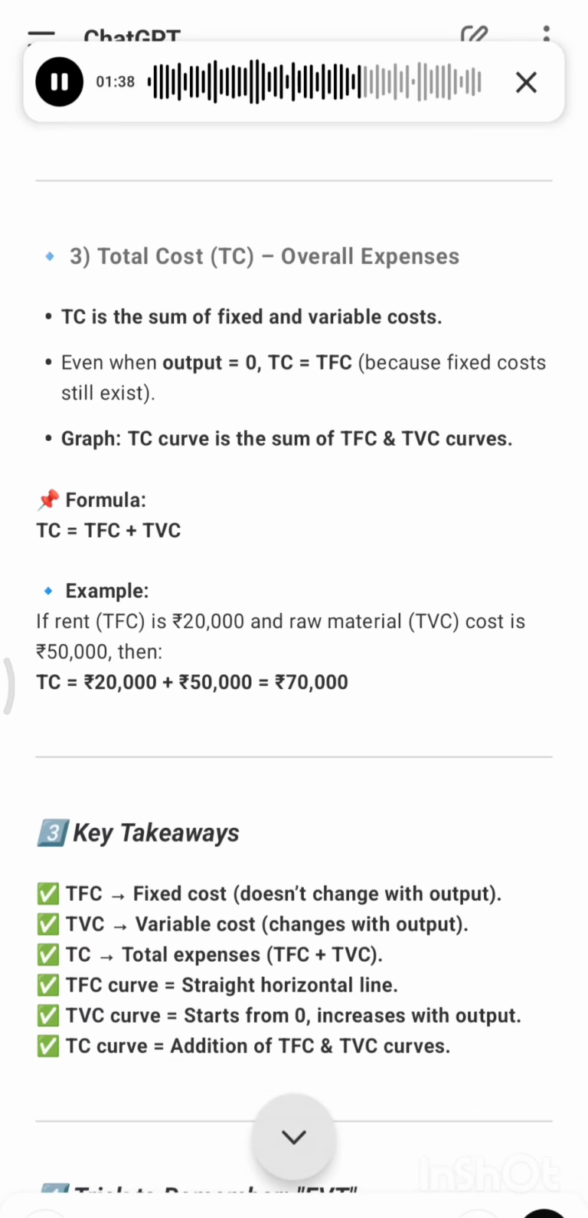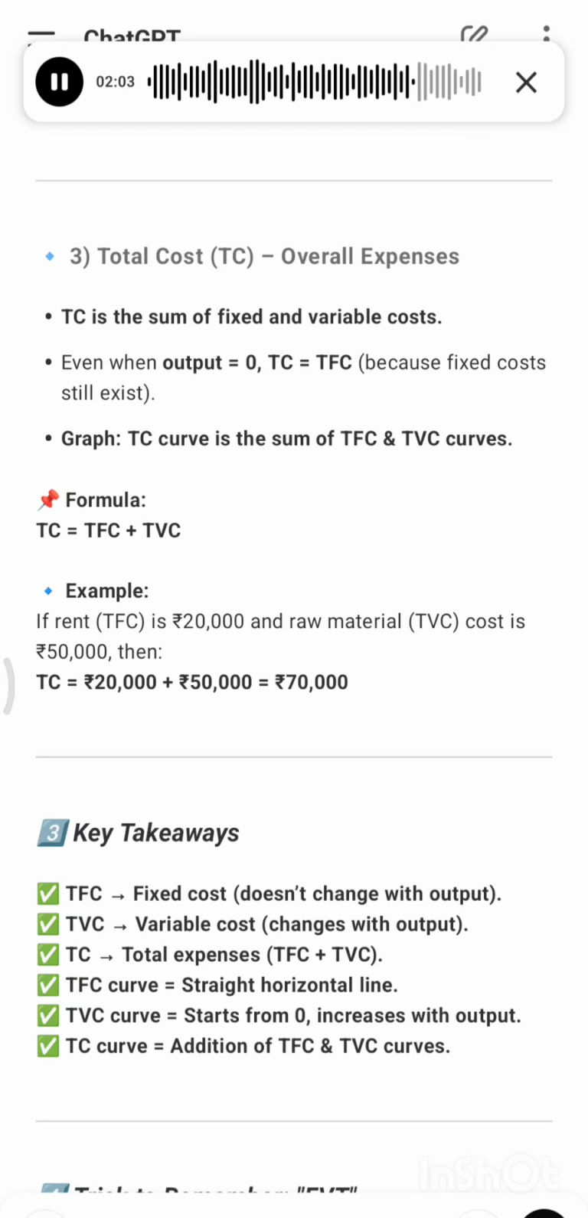TC is the sum of fixed and variable costs. Even when output equals 0, TC equals TFC, because fixed costs still exist. Graph: the TC curve is the sum of the TFC and TVC curves. Formula: TC equals TFC plus TVC. Example: if rent TFC is 20,000 and raw material TVC is 50,000, then TC equals 20,000 plus 50,000, which is 70,000.